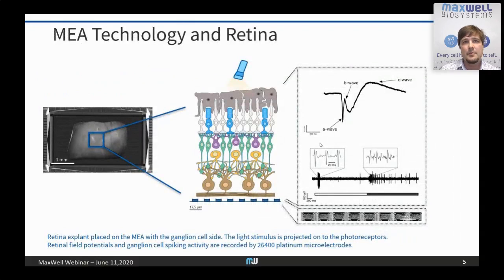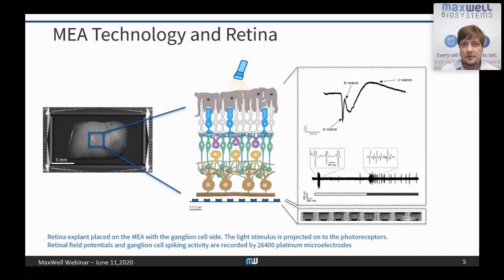Now, retina and MEA technology has been studied since the late 1980s, when Markus Meister and Jerome Pine performed the very first salamander retina recordings on MEAs. Retina's responses to light can be very easily measured, and they come in the form of micro ERGs and spikes.